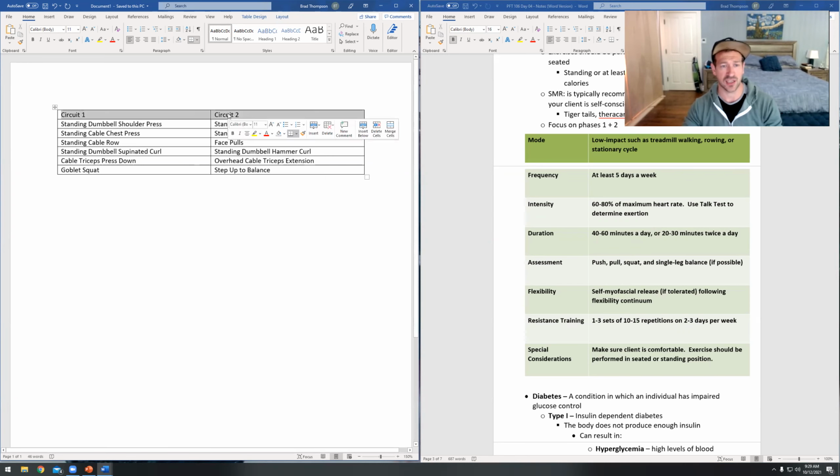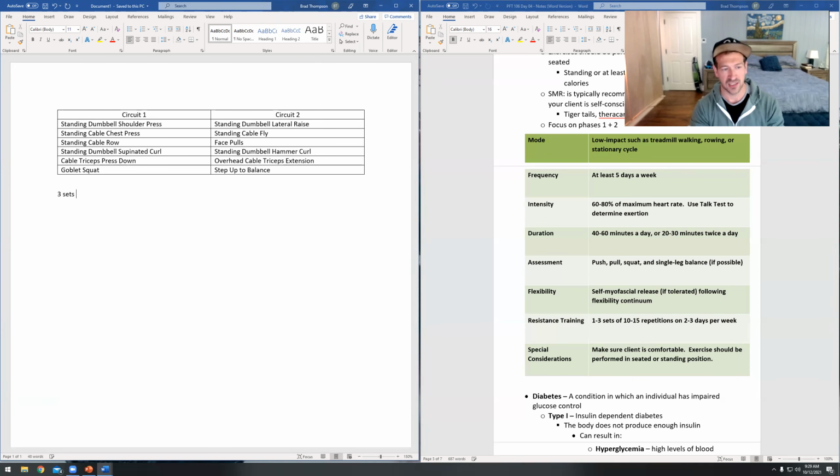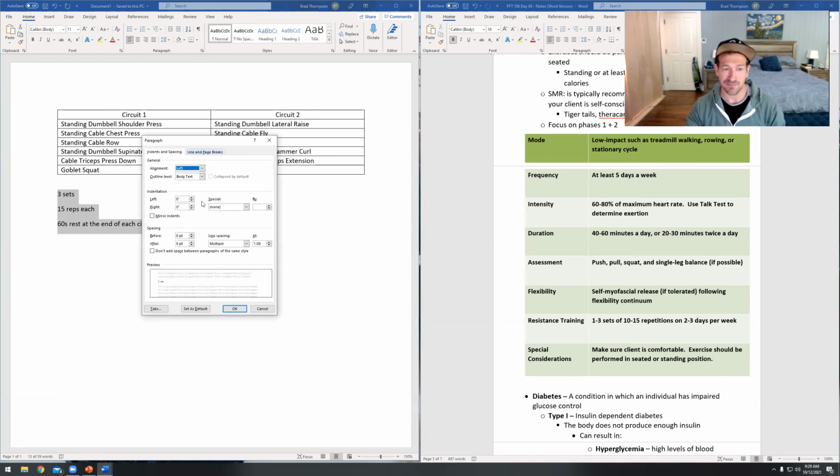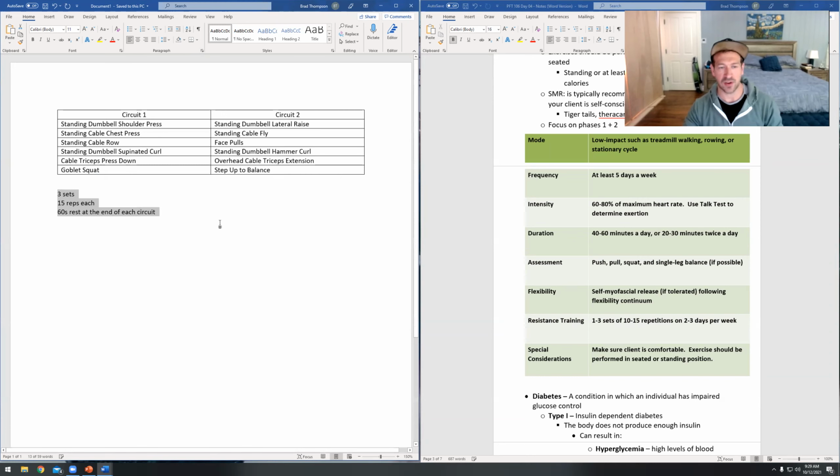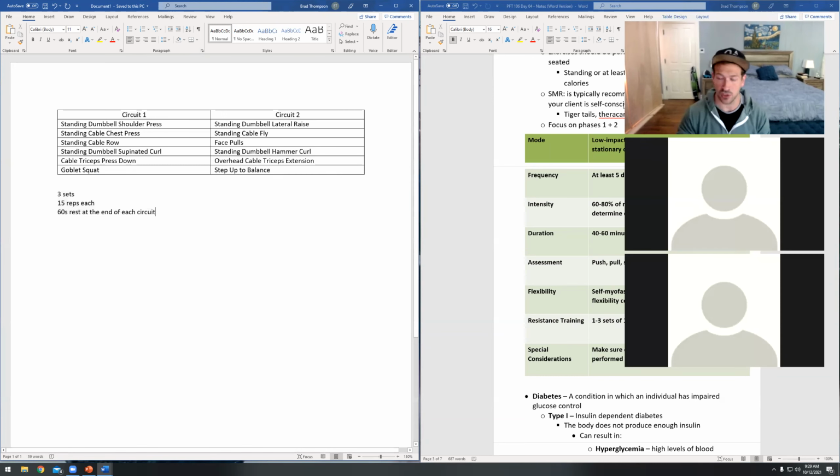We got 2 circuits here, really simple. And then we'll put the rules down here. We'll go with 3 sets of 15 reps each exercise, 60 seconds rest at the end of each circuit. And that is pretty simple, not a very complicated routine, to be sure.